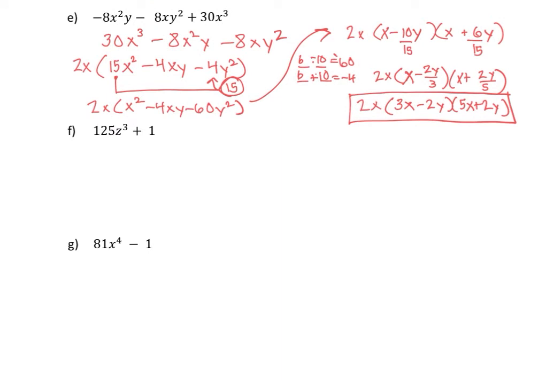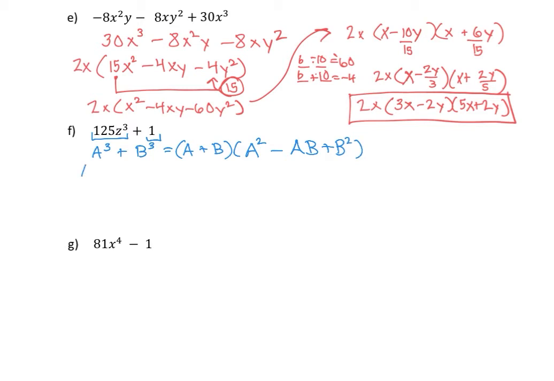Okay, so letter F tells us to factor, and we have two terms. Are they perfect squares or cubes? It looks like these are both perfect cubes, so we have the cube formula. My a cubed plus b cubed formula is a plus b times a squared minus a times b plus b squared.